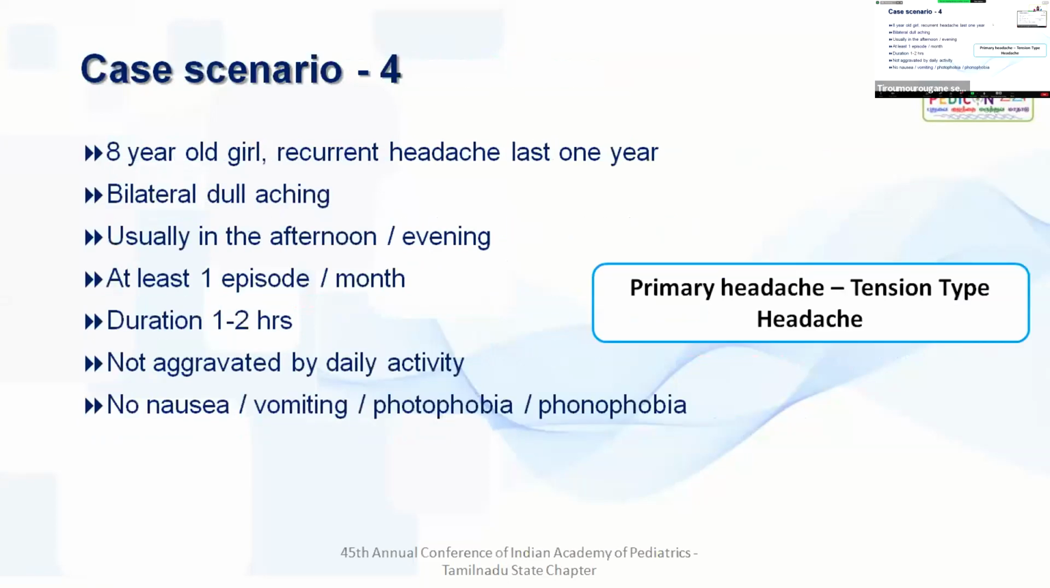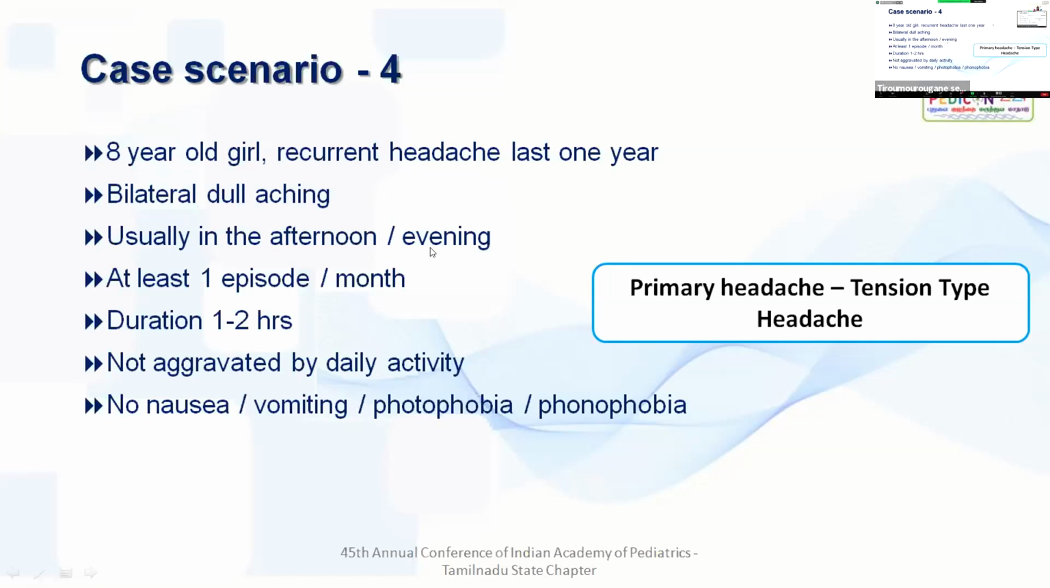An 8-year-old girl with recurrent headache for the past 1 year, bilateral, dull aching. Usually it is in the evenings or afternoons, at least 1 episode per month, lasting 1 to 2 hours. It is not aggravated by the daily activity. There is no nausea or vomiting or photophobia or phonophobia. These 2 findings are important: it is not aggravated by the daily activity, the child is able to carry out daily activities as usual, and it is not associated with nausea, vomiting, photophobia, or phonophobia. This is a primary headache which corresponds to a tension type headache.